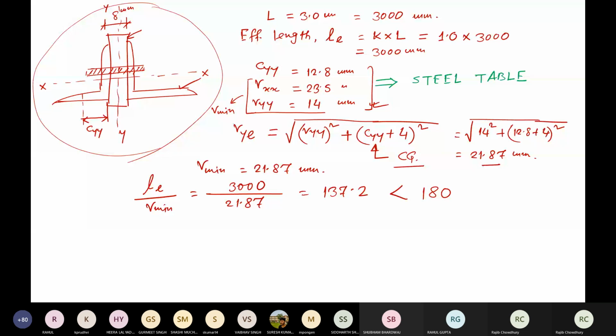So if there is any reversible nature, or any compressive action of the force, in the reversible nature of the force, the limit for LE by R minimum, as postulated in the code, will be 350. So your members or your entire system would be designed in such a way that it also satisfies the limiting slenderness ratio. Okay, is that understood?